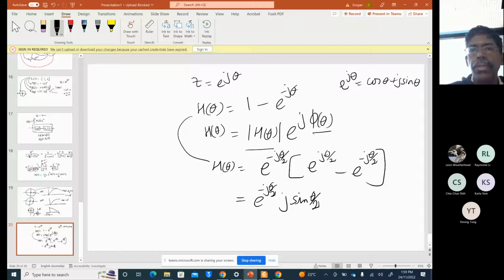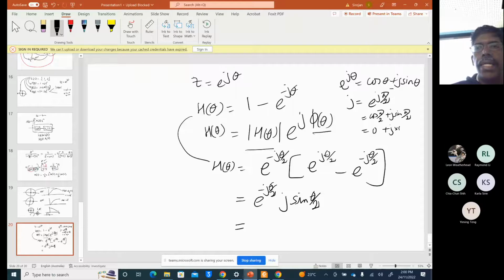Okay, so here you will have to break it into magnitude and phase. So how do you write this j? j equals e to the j pi by 2. Okay, so why pi by 2? What is cos pi by 2? 0. Plus j sin pi by 2. So cos pi by 2 is 0 plus j into 1. Okay, so that is j. So j is this one.